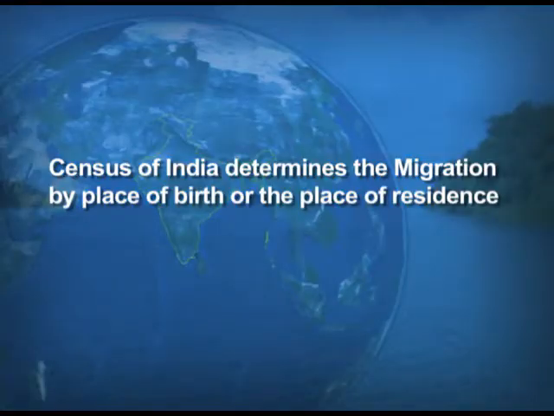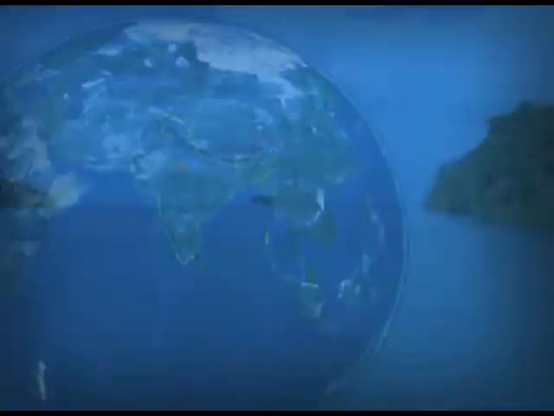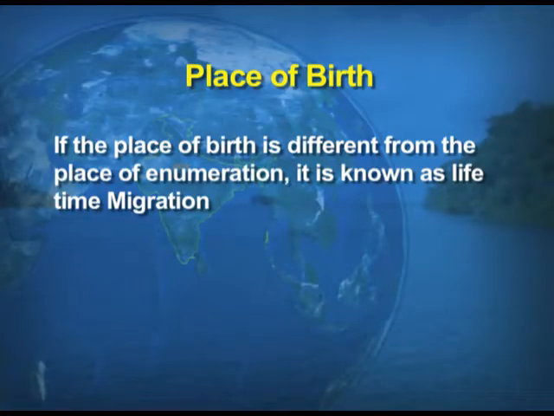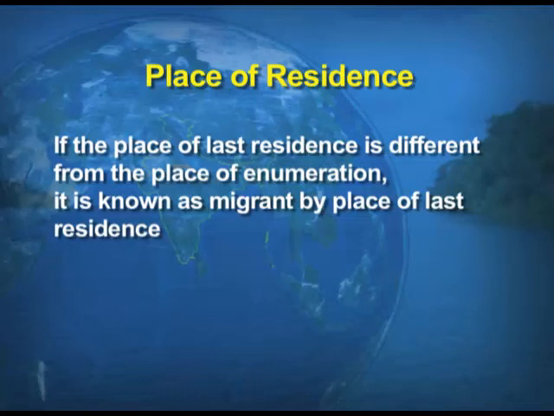So, the Census of India determines migration by place of birth or place of residence. Now, what do you mean by the place of birth? If the place of birth is different from the place of enumeration, that is known as lifetime migration. And when we take up the place of residence, if the place of last residence is different from the place of enumeration, it is known as migration by place of last residence.